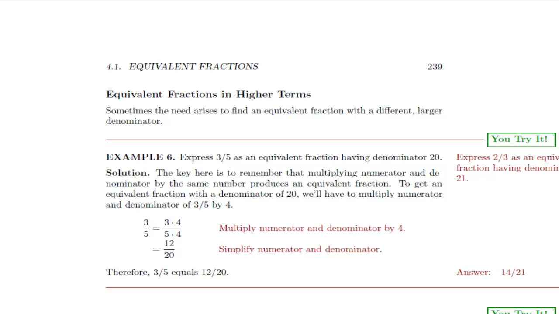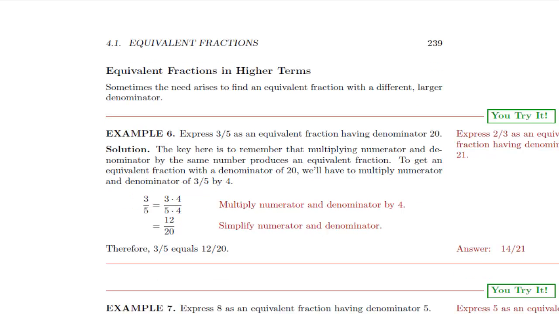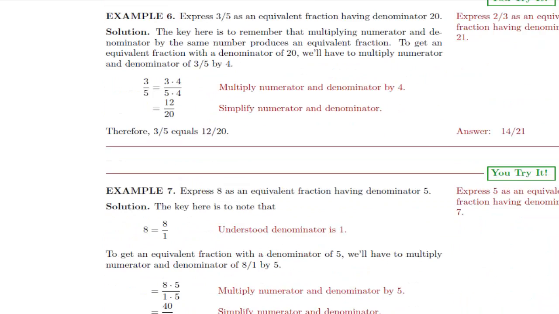To get an equivalent fraction with a denominator of 20, we'll have to multiply the numerator and denominator of 3/5 by 4. Multiplying the numerator, 3 times 4 is 12. Multiplying the denominator, 5 times 4 is 20. Therefore, 3/5 equals 12/20.